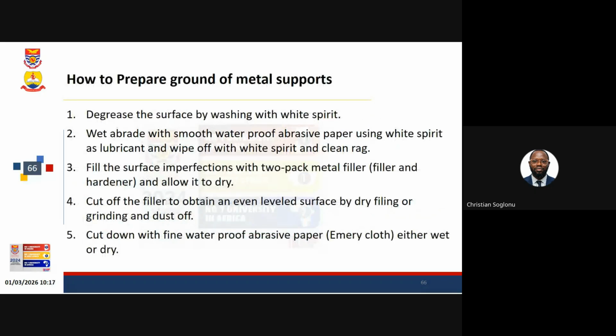So how to prepare the ground of a metal? We degrease the surface by washing with white spirit. You can get yourself a rag, put the rag in the white spirit, then clean the surface if there is grease on it. So you degrease the surface.